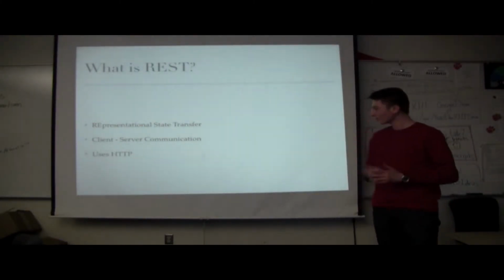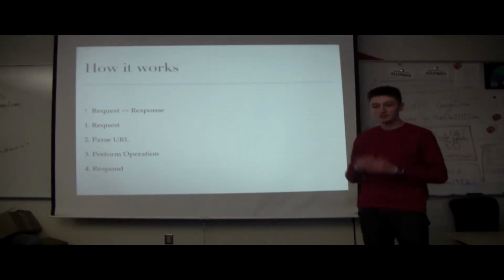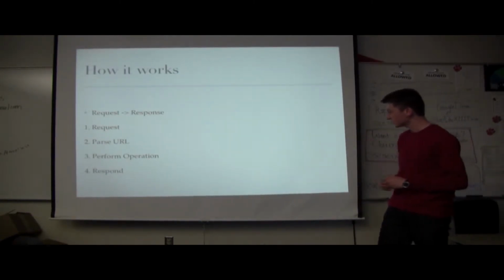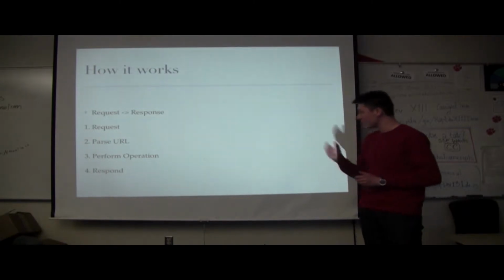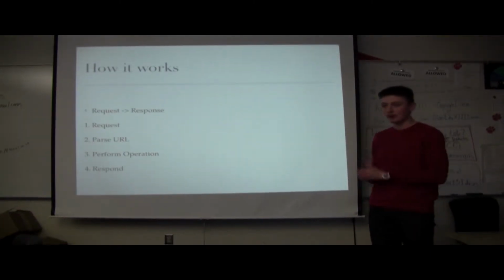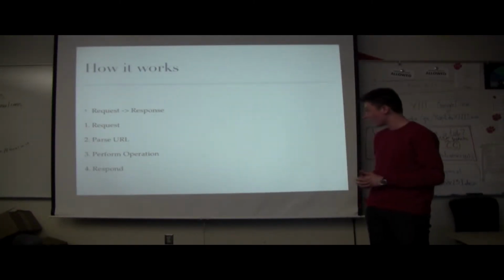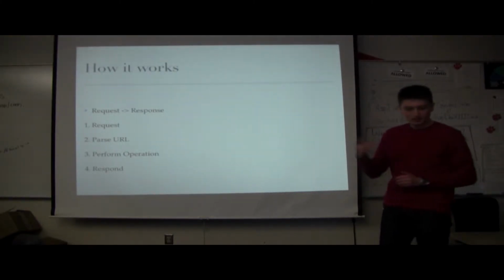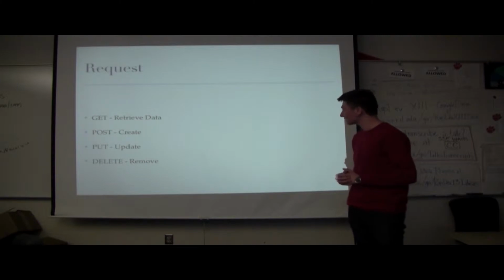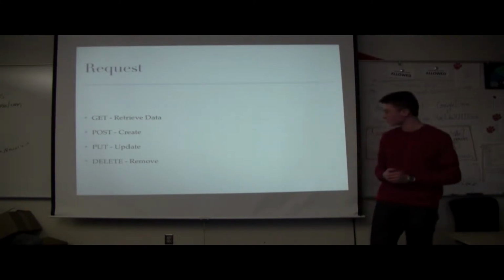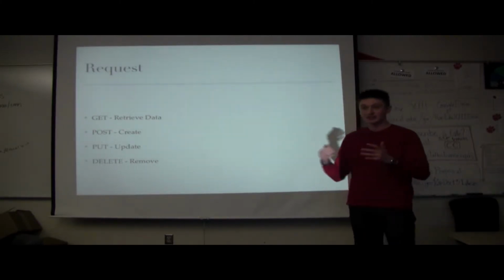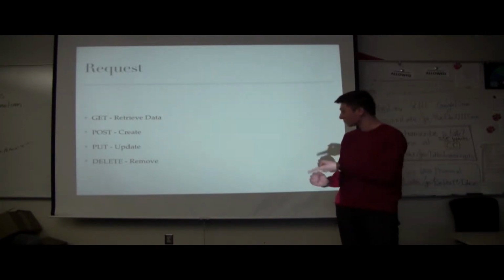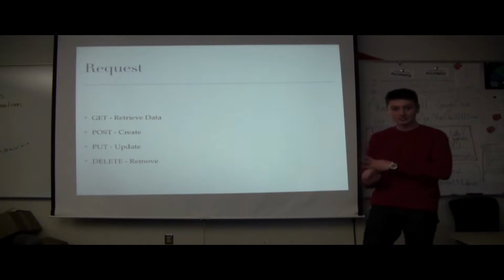So there's four simple steps to REST. It requests, then it parses the URL, and performs an operation, and then responds to the client. And it uses the request and response format. So let's begin. So the request, the hypertext transfer protocol has four basic verbs that you can use. There's the get request, there's the post, there's the put, and then there's the delete.